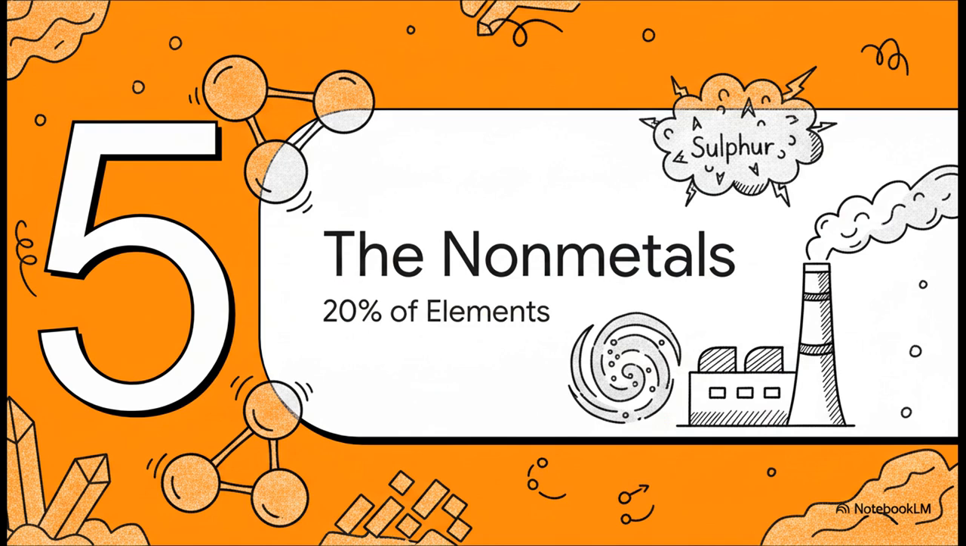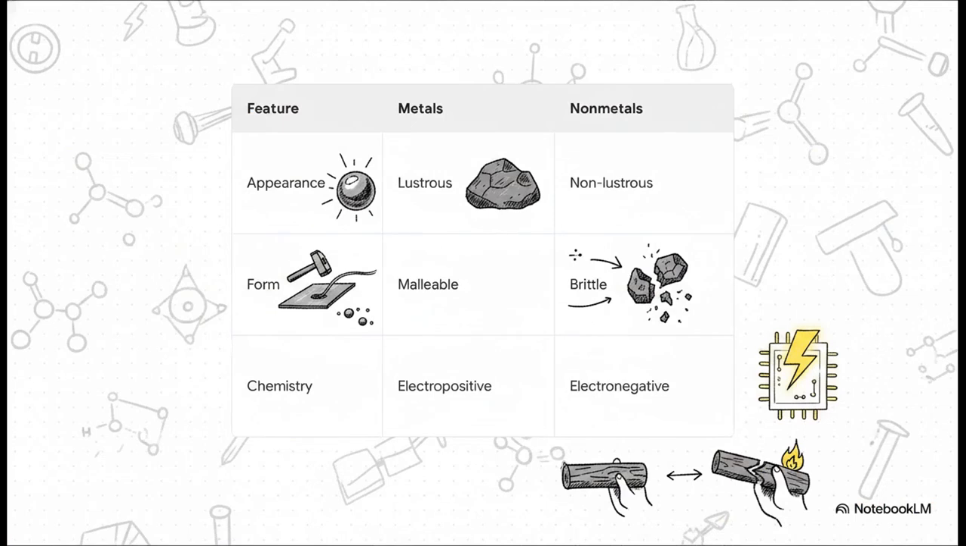And finally, Section 5, Exploring the Non-metals. Let's flip the script a bit. Let's move to this table and see how this builds on what we've learned. We're looking at the other side of the periodic table now. Non-metals only make up about 20% of the elements, but they are just as vital.